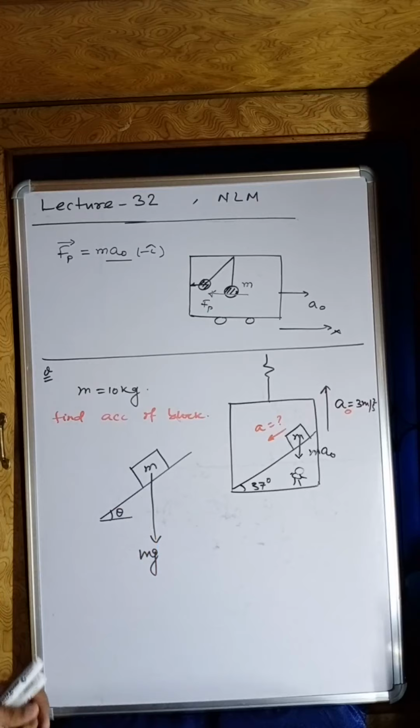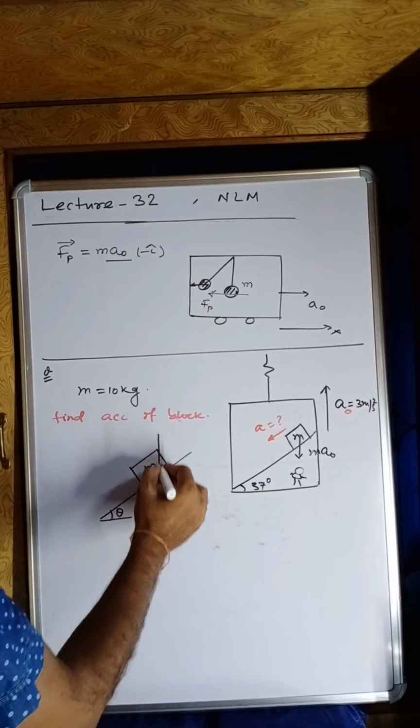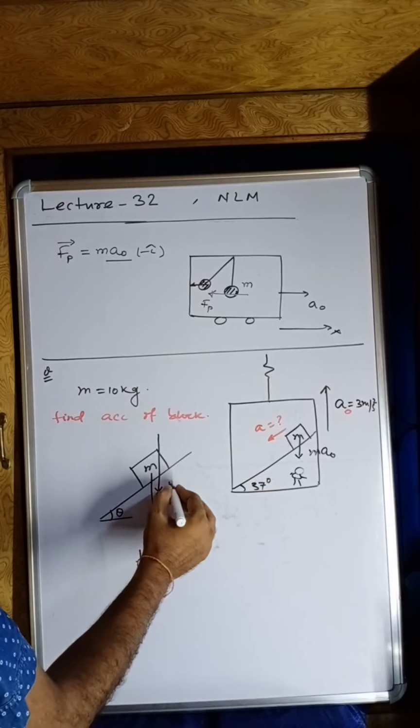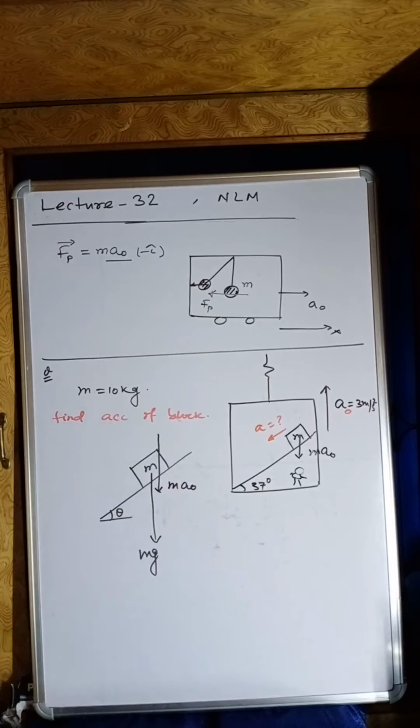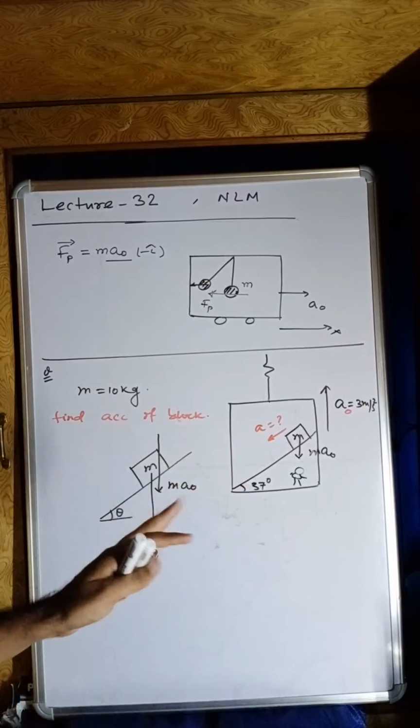Suppose the weight of the body will act downward. Since this elevator is moving up, a pseudo force will act down. It is how much? m a naught. Am I right? Now, no more concept you have to use, my dear students. Okay, your problem is solved now.